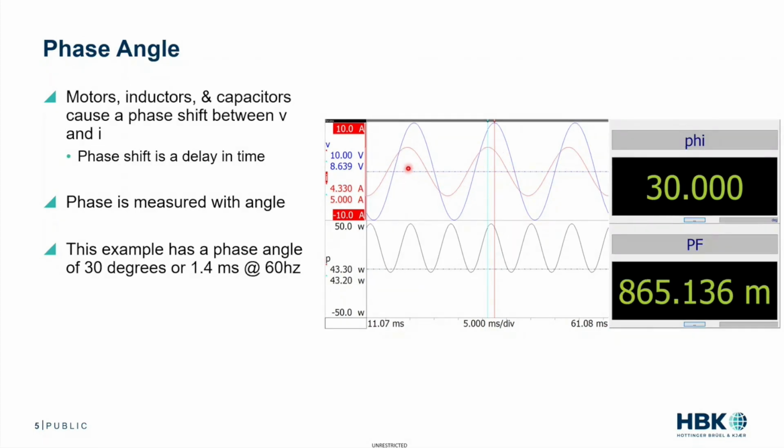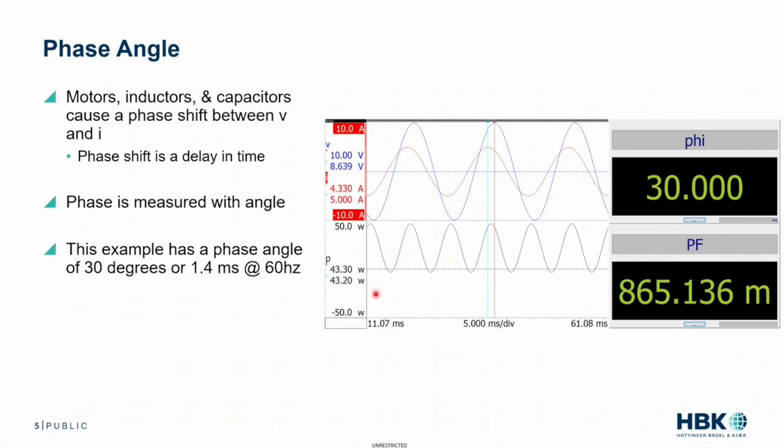Well, here's an example where we just added a 30-degree phase angle. Our power factor, which is the cosine of the angle, is 0.865. And these are all screenshots from our software. This is not meant to be a sales pitch, but it's just what I used. So we have a phase offset. Our peaks are now 30 degrees misaligned. Our zeros are now 30 degrees misaligned. And 30 degrees at 60 hertz is 1.4 milliseconds in time.